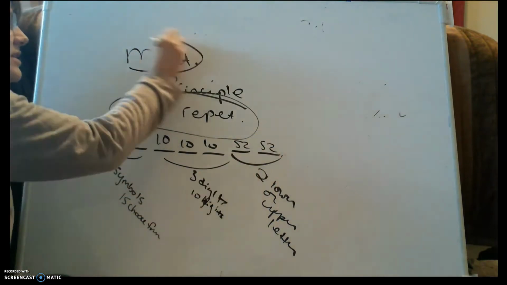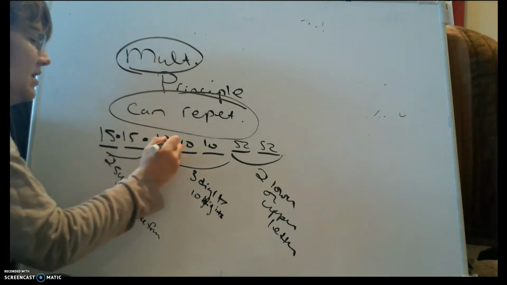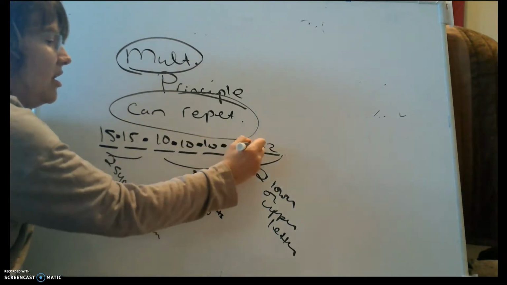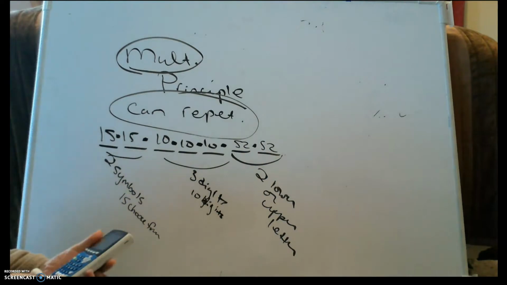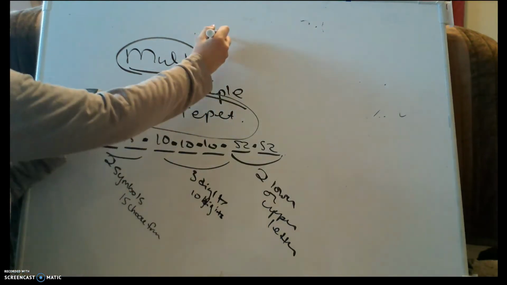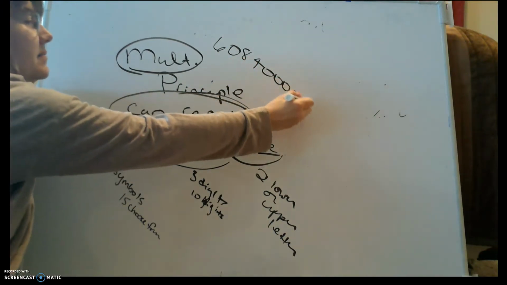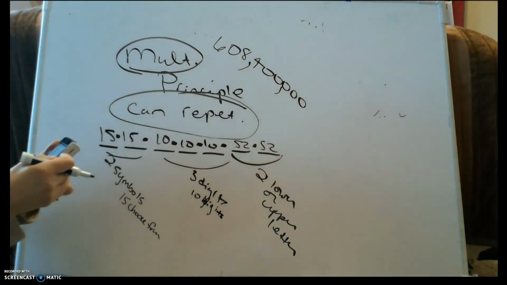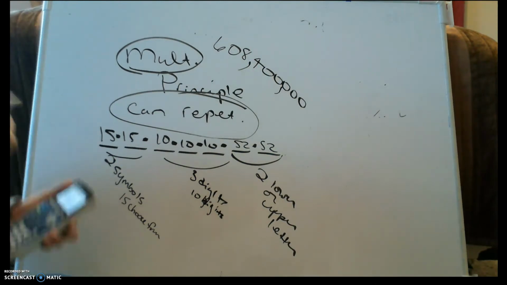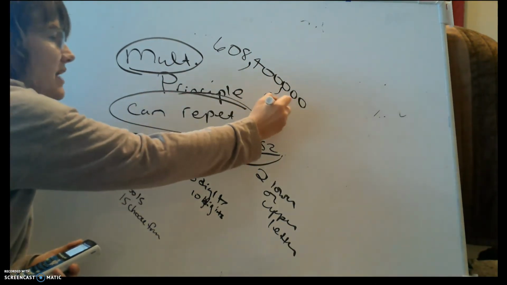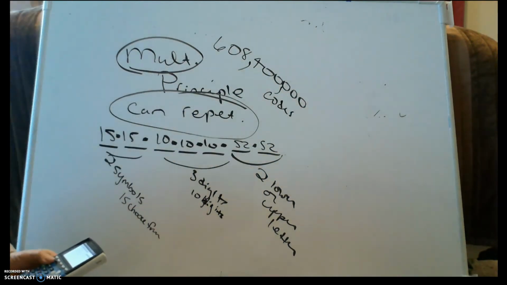The reason we call this the multiplication principle is literally you multiply all of these possibilities. This might be kind of big, so we'll see. 15 times 1,000 times 52 times 52. All right, I got 6084 and I think 5 zeros. Is that right? 608,400,000. And this is how many codes I could make if I wanted a security code.